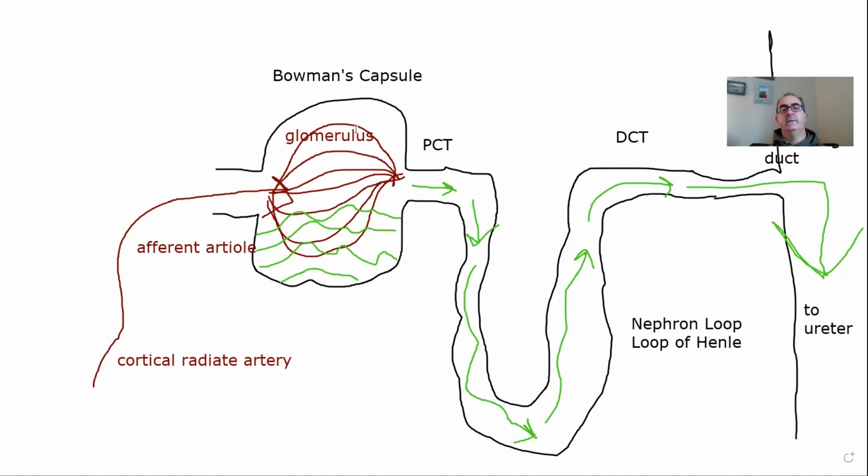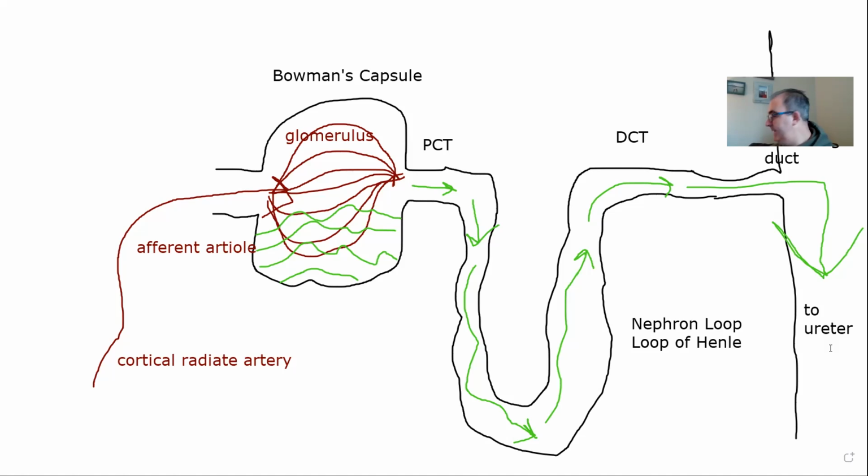So whatever gets squeezed out of the blood capillaries here travels all the way through the PCT, down the nephron loop, up the other side of the nephron loop, through the DCT, gets into the collecting duct, and goes to the ureter. So it's a big convoluted pathway that goes to the ureter. That's what becomes our urine.